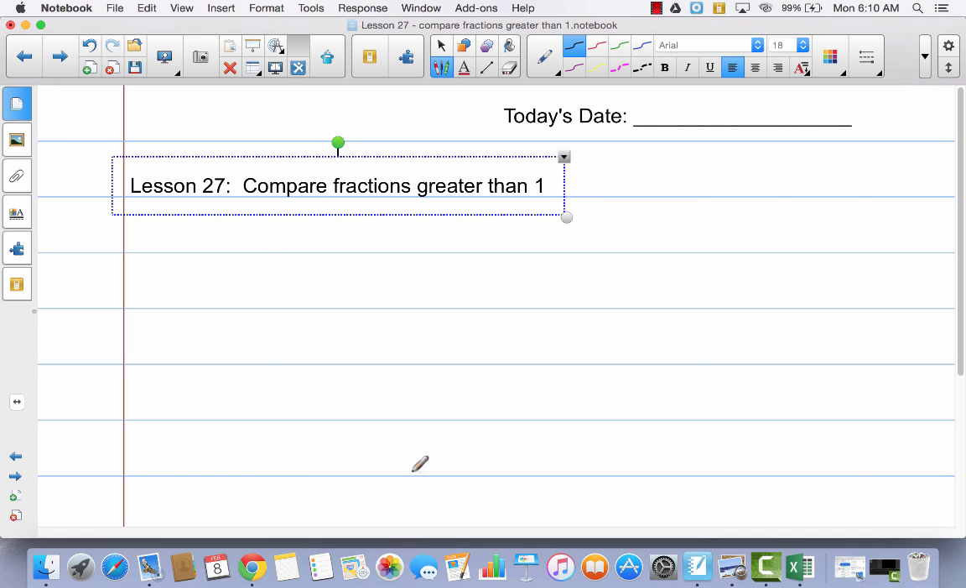All right, so we are going to do one problem in our math journal today. So I want you to go ahead and get out your math journal. I want you to write today's date, lesson 27, compare fractions greater than 1.